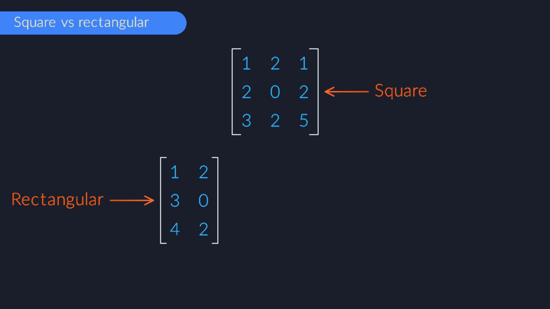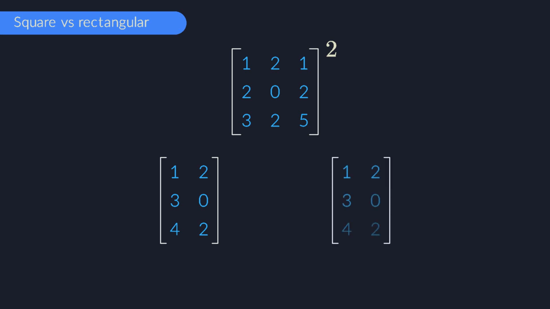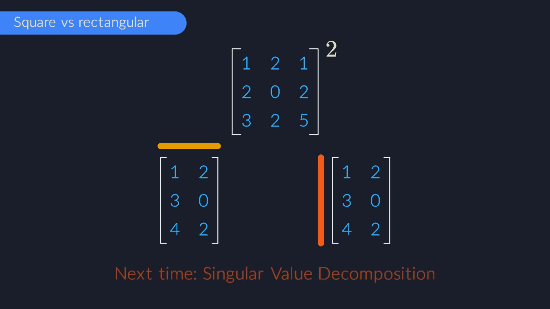Also, in order to calculate the eigenvalues, you have to compute a determinant, which is only possible for square matrices. In order to raise a matrix to a power, it also has to be square. A rectangular matrix cannot be multiplied with itself because the row and column counts don't match. So, as you can see, there are quite a few things that only square matrices can do. For rectangular matrices, we need a different but related approach called the singular value decomposition, which we will talk about in the next video.